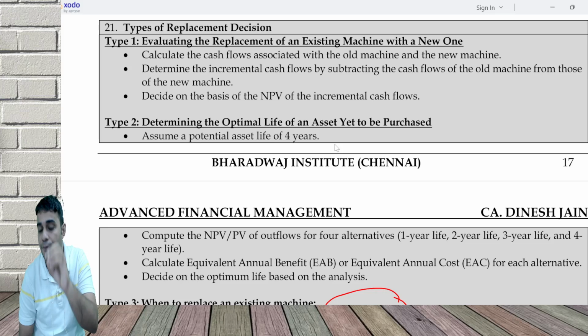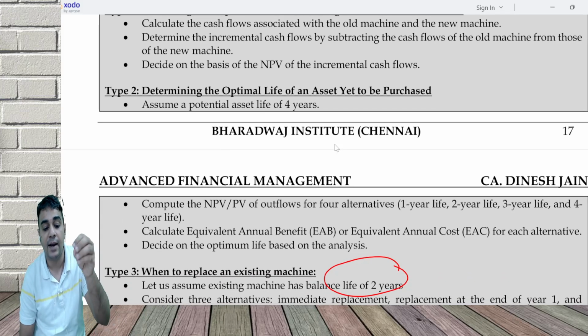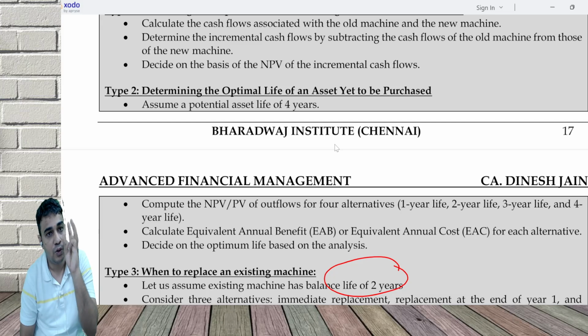Assume a life of 4 years. Compare the NPV or PV of outflow for 4 alternatives: use for 1 year, use for 2 years, use for 3 years, use for 4 years. So here I'll buy today. Use it for 1 year. What is the EAB or EAC will decide. Use it for 2 years. Use it for 3 years.